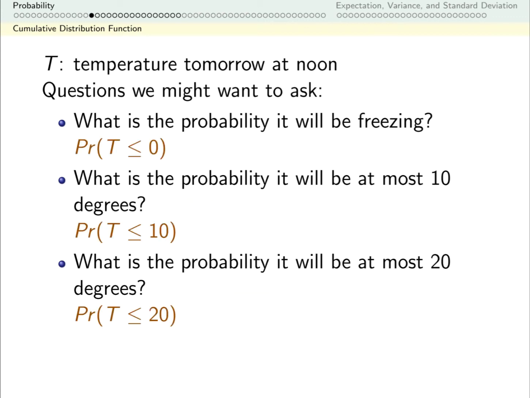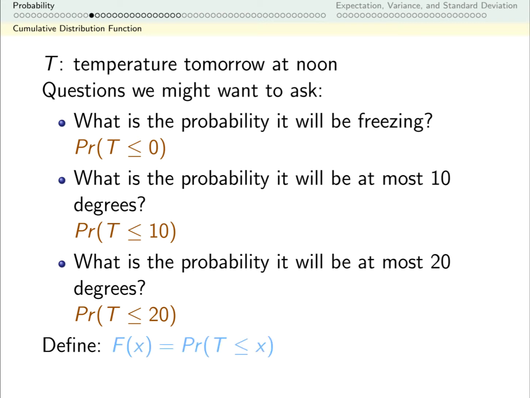Now these all have the same format, probability T less than or equal to something, and the only thing that's changing is this number. And so if I were going to ask a lot of these questions, it would make sense to define a function where f of x would be defined as the probability that the temperature is less than or equal to x. So let's go ahead and define that function.